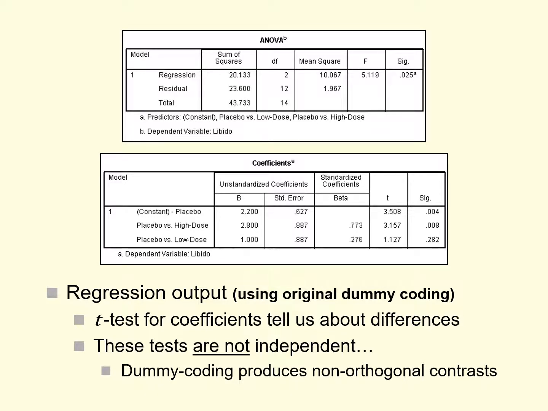You can see that the placebo dose group is sort of recycled across these two contrasts. Placebo compared to high, placebo compared to low. Now, to be clear, that's not bad. It's just non-orthogonal. And again, I'll talk about that a little bit more in a supplemental lecture.